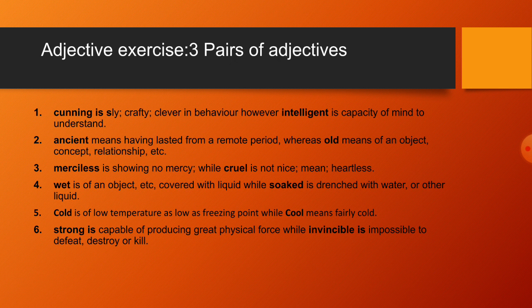Now, ancient means having lasted from a remote period, whereas old means of an object, concept, relationship, etc. Merciless is showing no mercy, while cruel is not nice, mean, or heartless. Wet is of an object, etc., covered with liquid, while soaked is drenched with water or other liquid. Cold is of low temperature, as low as freezing point, while cool means fairly cold.